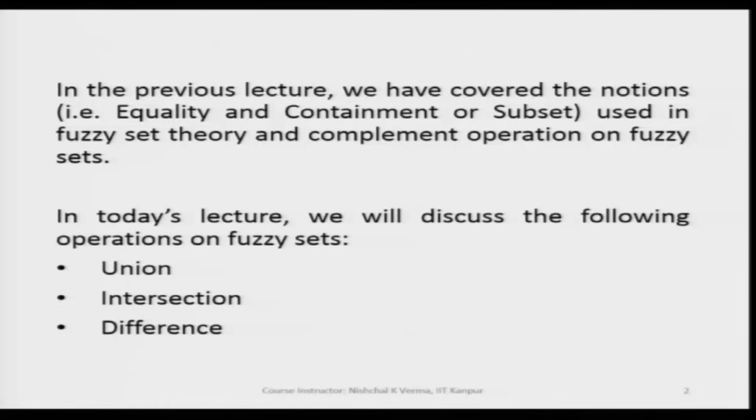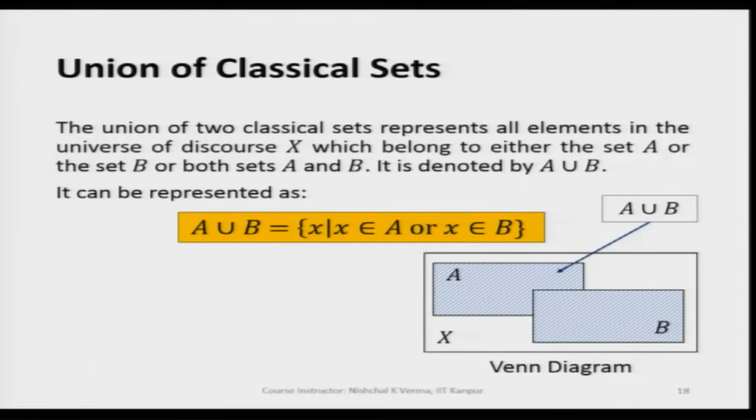In the previous lecture, we covered the notions of equality and containment, or subset, used in fuzzy set theory, and complement operations on fuzzy sets. In today's lecture, we will be discussing the following operations on fuzzy sets. The first one is the union, the second one is intersection, and the third one is the difference of fuzzy sets. Now, let us talk about the union of classical sets.